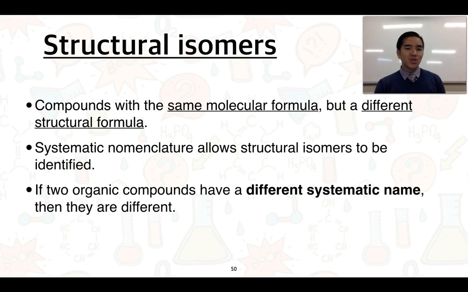This means also that we should be able to identify them differently by systematic nomenclature. Provided that two compounds have different names, it would mean that they would be structural isomers of one another. If they don't have a different name, then it means that they are essentially the same compound.